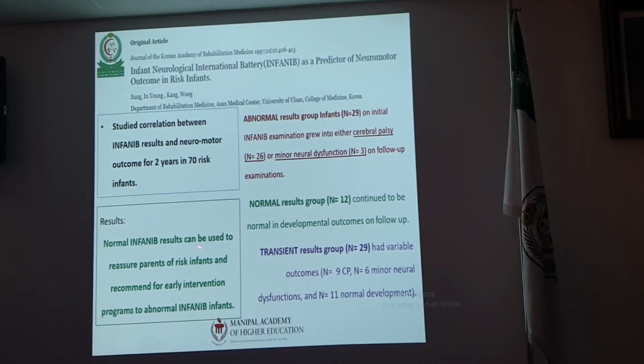A normal infant result can be used to reassure parents of at-risk children, and an early intervention program can be recommended for children categorized as abnormal. So once you find a child who is abnormal, you can recommend therapy. Those who are transient, you can decide the date of your subsequent evaluation. If you have suspicion, it can be 2 weeks, 1 month, or 2 months, up to your clinical decision making.